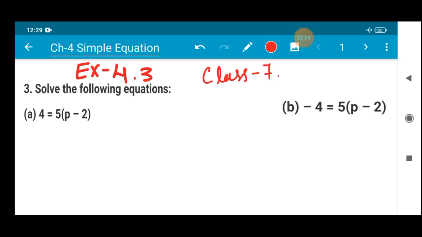So, you all know that in our last class we finished question number 2 of exercise 4.3. In today's session we will be starting with question number 3. Okay. Question number 3a: here we have 4 = 5p - 2. You have to find the value of p, solve the following equation, isn't it?